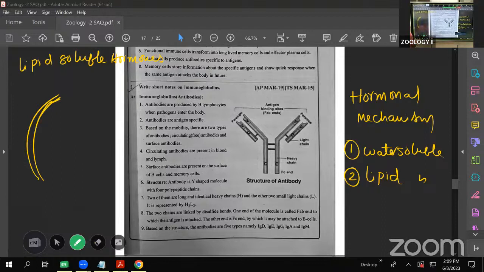Unlike the water soluble ones, they do not first form secondary messengers. Water soluble hormones take the secondary messengers, which bring about biochemical and physiological changes, and then the function occurs. But in this case, it is not like that. The receptors are there. These receptors take the hormone and pass it to the inner side. Here it is the uterine wall. The hormone is mainly which hormone?